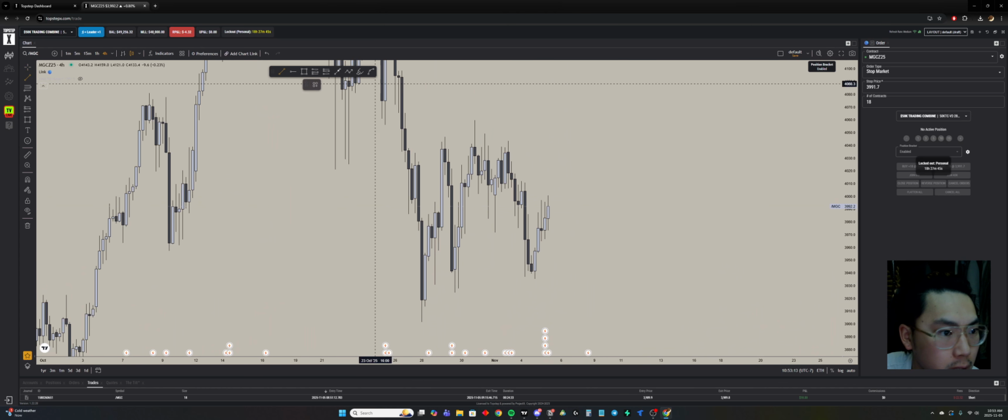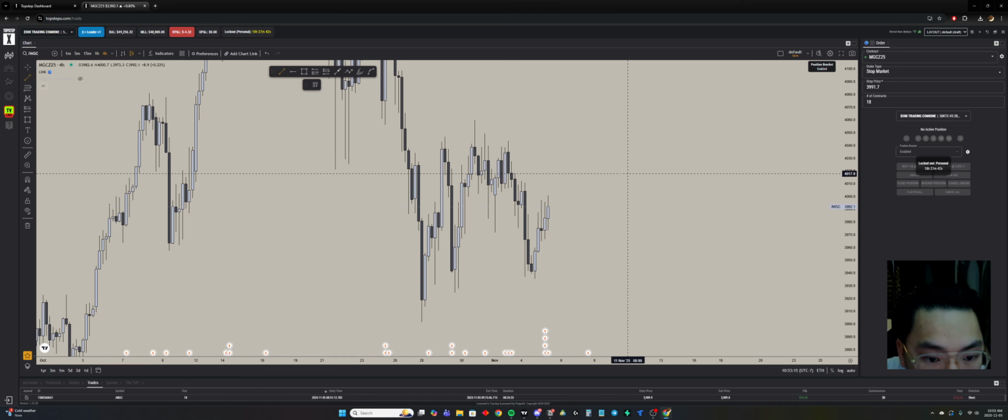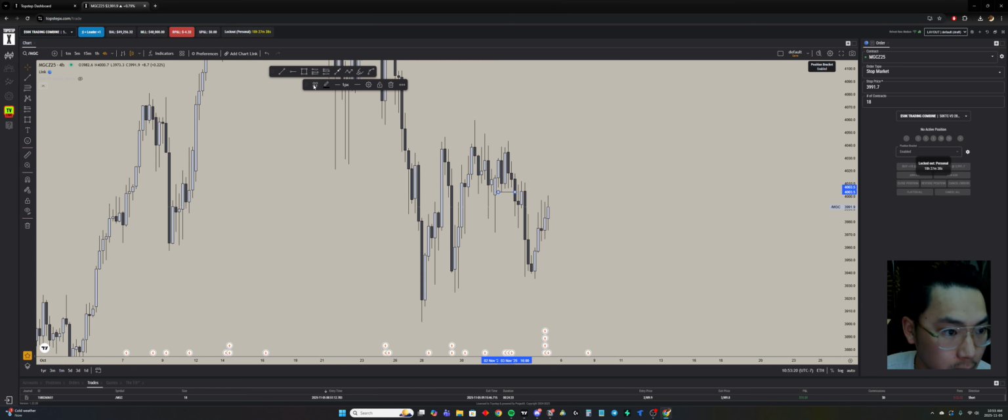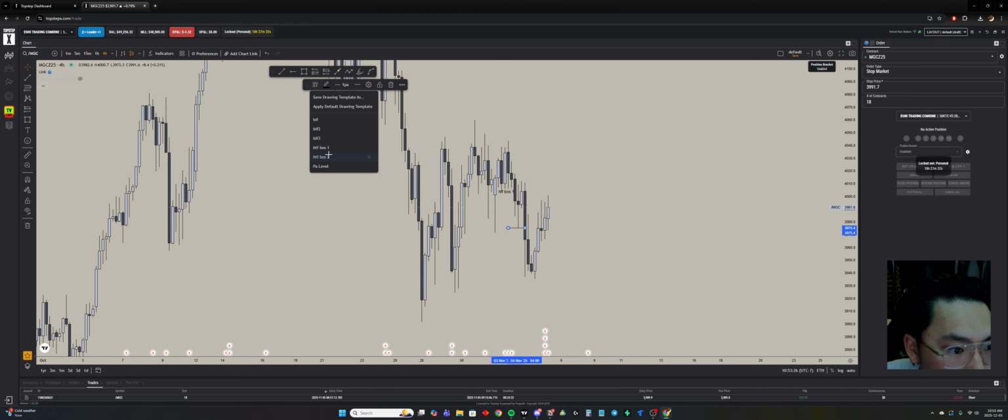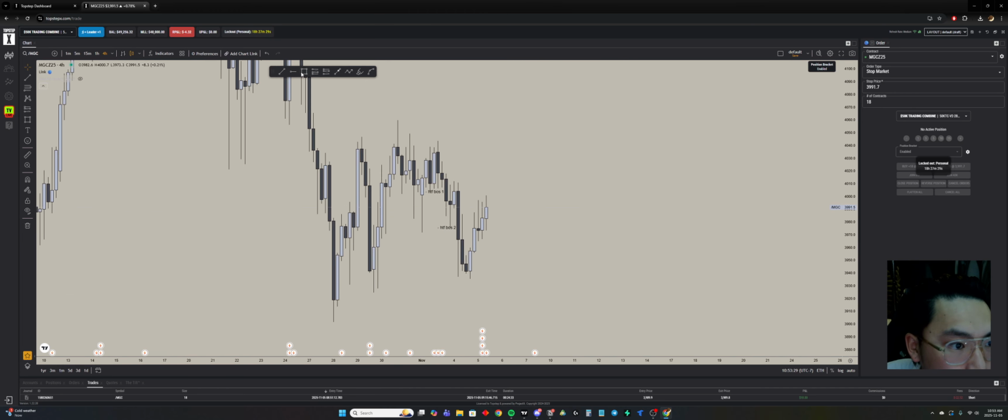So step one, identify the higher time frame bias. What is the market telling us today? We have break one, break two. So I'm looking at shorts today, looking to sell the market.